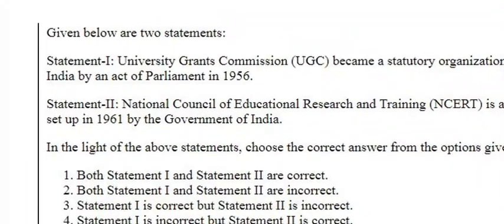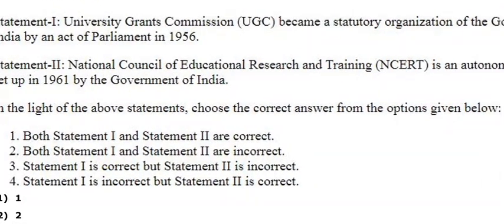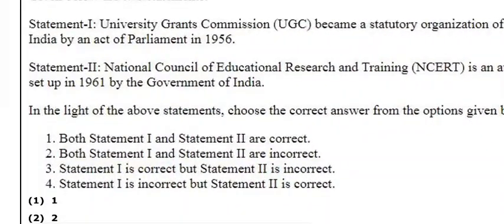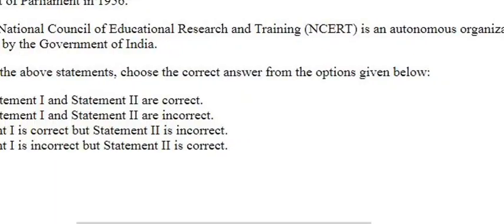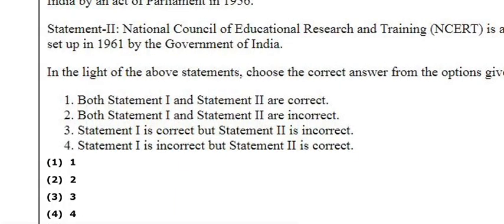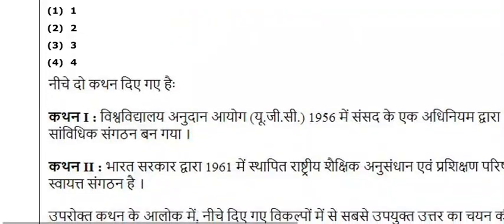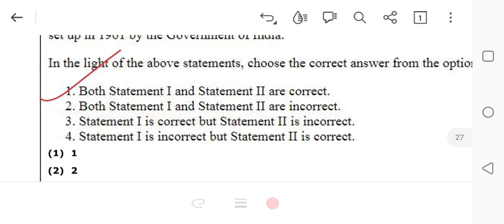43. Given below are two statements. One says UGC University Grants Commission became a statutory organization of the Government of India by an Act of Parliament in 1956. 2 says National Council of Educational Research and Training (NCERT) is an autonomous organization set up in 1961 by the Government of India. Which one will be correct? Choose one. 43. Number A will be correct. 1 and 2 both are correct.